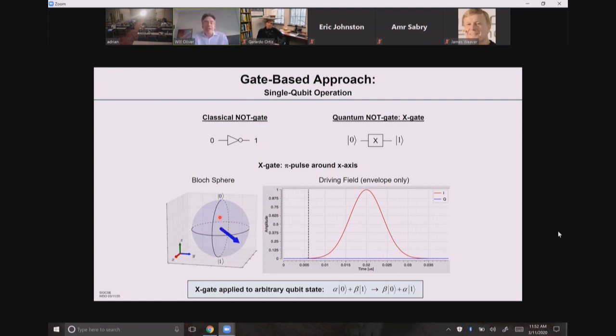Where it gets interesting is when the qubit is in a superposition state. What this field does is it still rotates the Bloch vector around a particular axis, in this case, the x-axis, which is why it's called an X gate. But what you see is it starts and ends in a superposition state. And basically what we're doing is we're swapping the weighting function, or the weights alpha and beta, on this state. So that's a single qubit gate analog to the NOT gate.